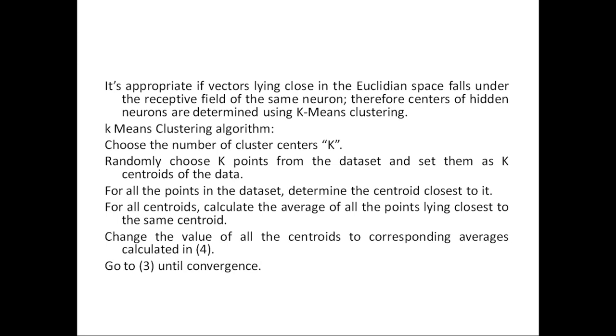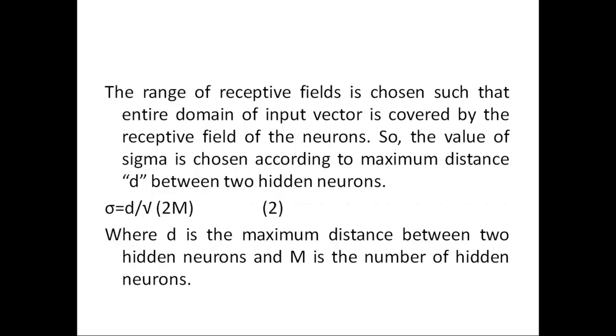Randomly choose k points from the data set and set them as the k centroids of the data, and for all the points in the data set, determine the centroid closest to each. So determine which points are closer to that centroid and group them. For all centroids, calculate the average of all the points lying closer to the same centroid. That means a point may be closer to x1, x2 or x3. Those closer to x1 come under x1, those closer to x2 come under x2, and so on. Then change the value of all the centroids to the corresponding average calculated in step 4 and go back to step 3 until convergence. These are the steps we have to follow.